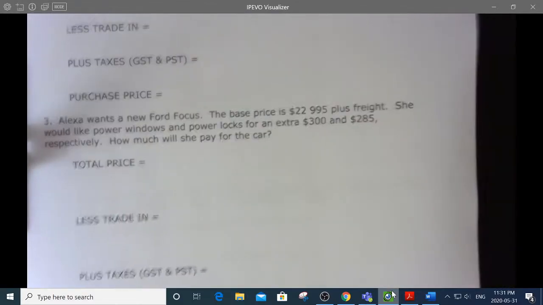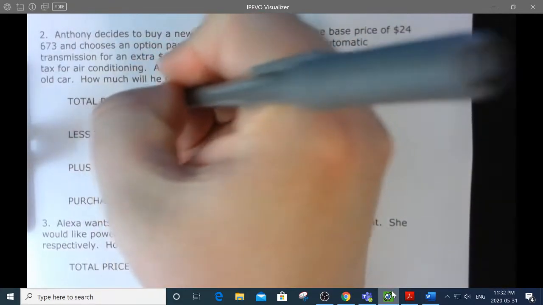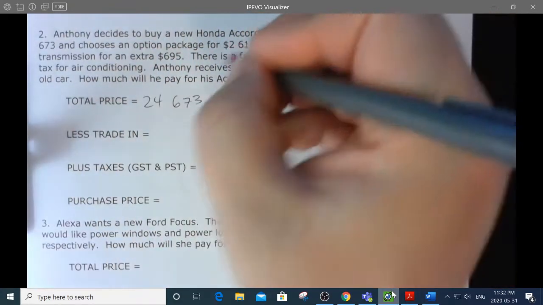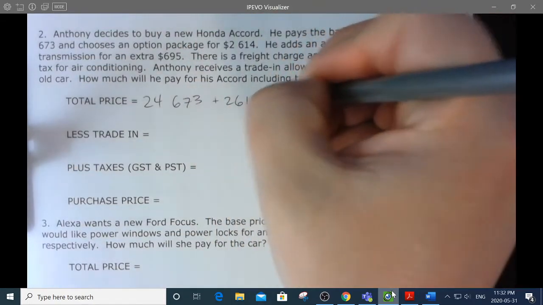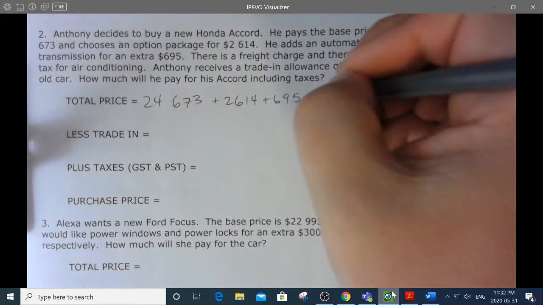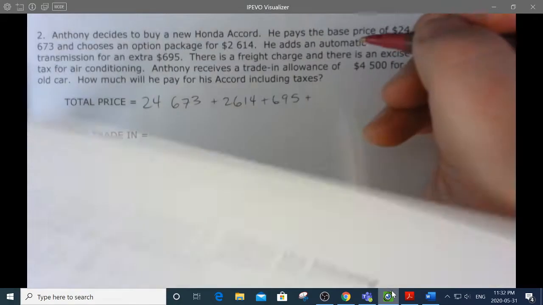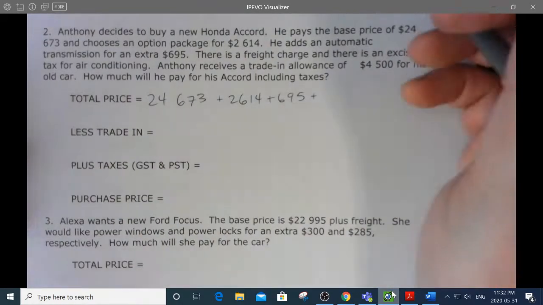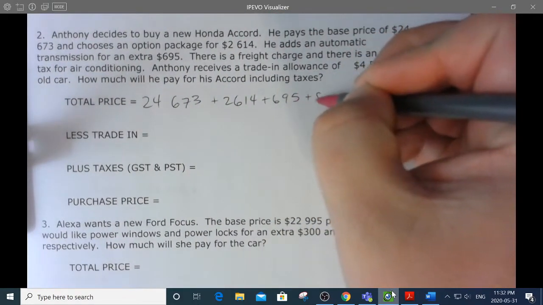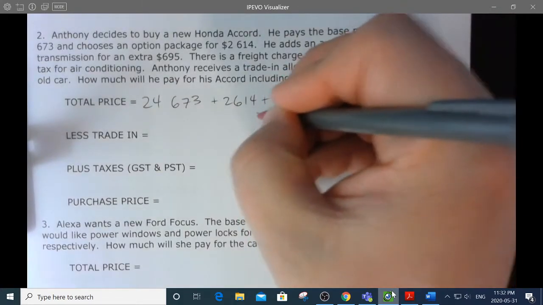Number 2. Anthony decides to buy a new Honda Accord. He pays the base price of $24,673. He has an option package of $2,614. He adds an automatic transmission for $695. There is a freight charge. What was the freight charge again? The last question said what it was. That's how good my memory is. The freight charge for all these questions is $8.50 and the air conditioning is $100. Okay, so $8.50, add 100. That's our total price.